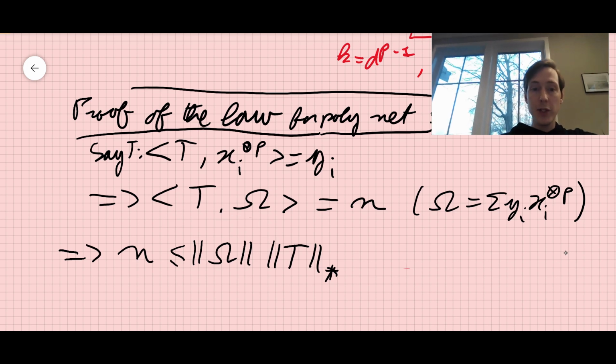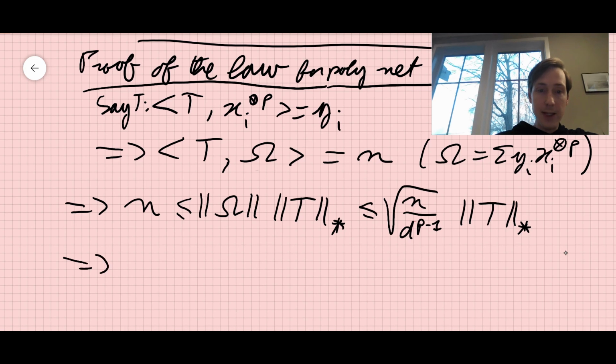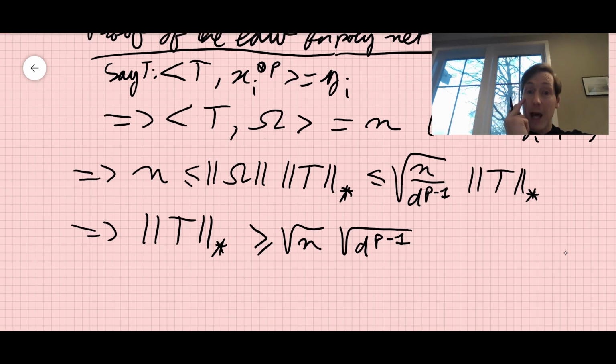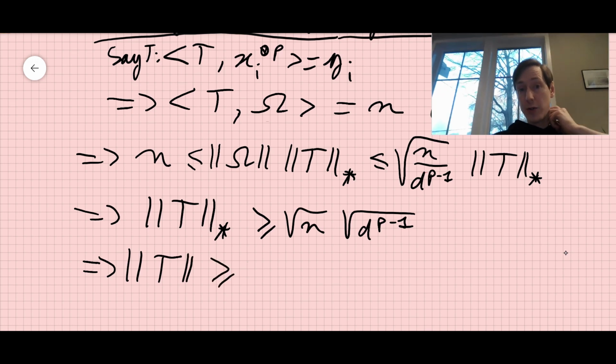And we just proved that the operator norm of omega is smaller than square root n over d to the p minus 1, times the operator norm dual. Okay, so what we have is the dual operator norm of T is larger than square root n times square root d to the p minus 1. But now what do we care about? We care about the Lipschitz constant of T, which is the operator norm. So we know that the largest cross norm, the dual operator norm, is larger than square root n times square root d to the p minus 1.